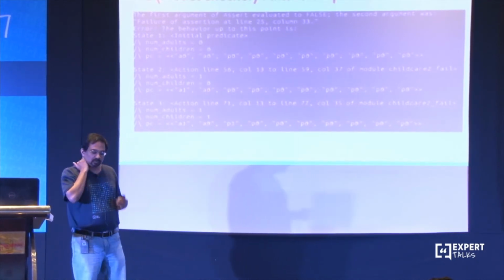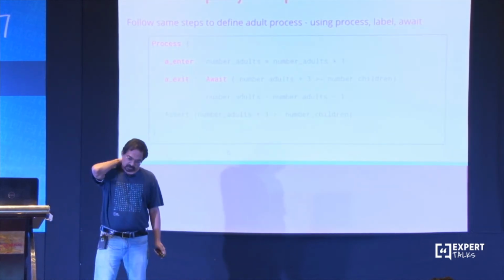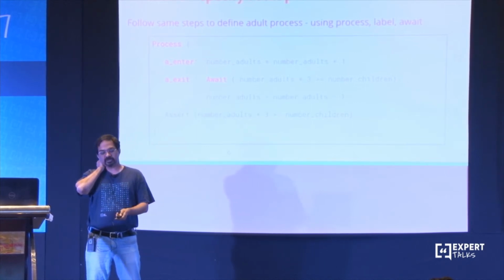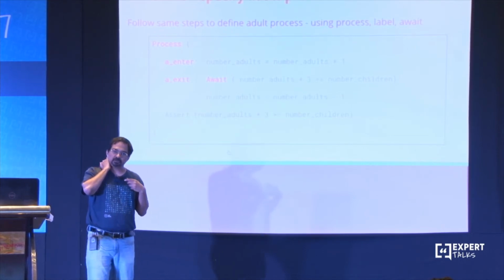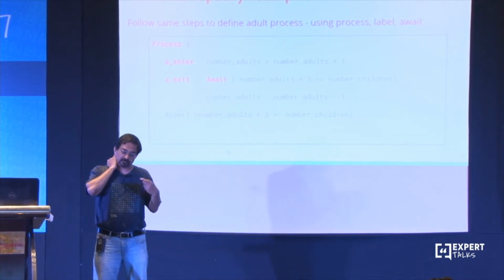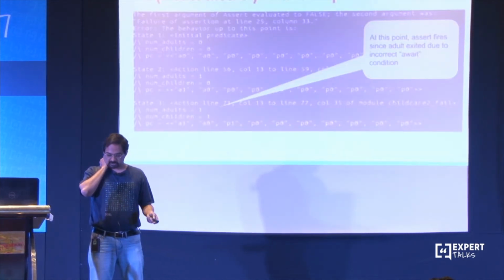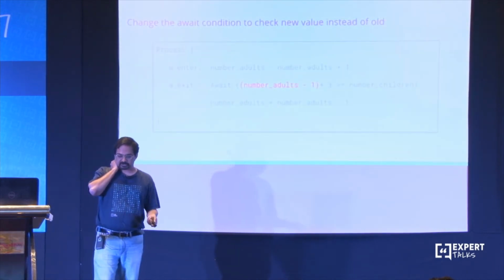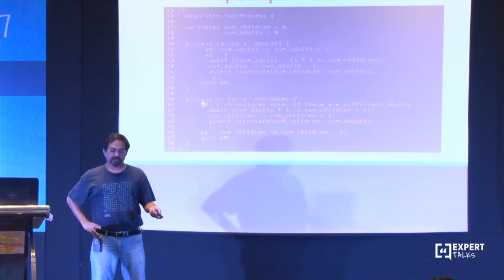Now I had to figure out what was causing this assert to fail. So I went back to my program and I realized I had made a mistake in that await condition. I was checking for number of adults times 3 should be greater than number of children, whereas actually I should be checking for the number of adults after one guy has exited. So I had to fix that condition. This is what I did after that. I added a -1 and I ran it again, and then it worked.